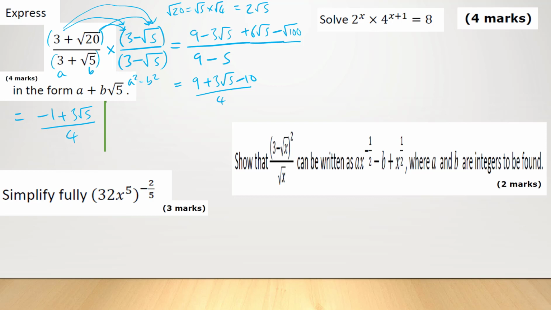It says in this form, and we can split this into two separate fractions. So the answer is just going to be minus 1 over 4 plus 3 over 4 root 5, and that's quite easily done. Let's look at the next question.